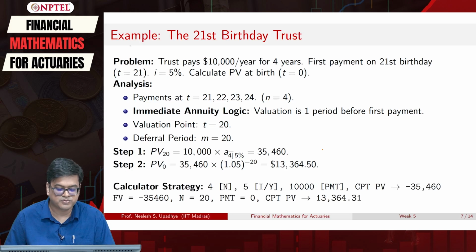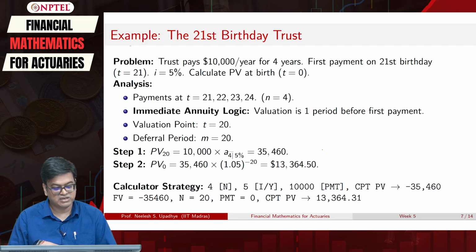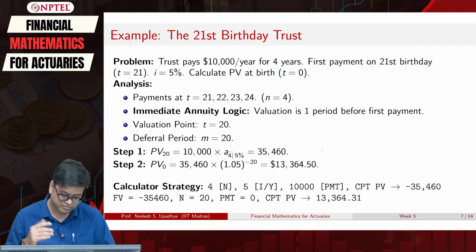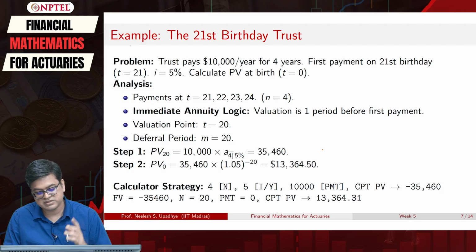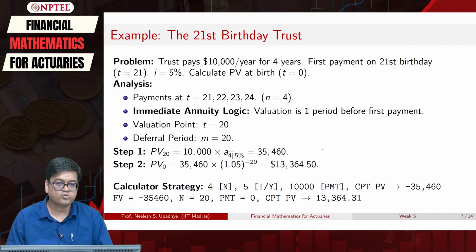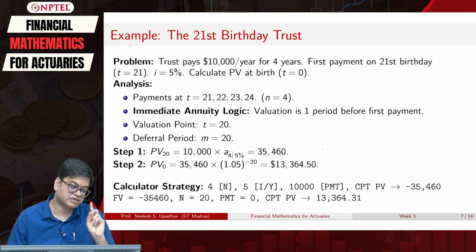Okay. If you want to use a calculator, you can easily use a calculator. Type n is equal to 4, I/Y is equal to 5, PMT is 10,000. You will get present value in the negative form, and that is minus 35,460. So the future value is minus 35,460, n is 20 and your PMT is 0, and then you compute the present value, you get this value. Slight difference, but it is okay. Okay. Now, the question is, we used annuity immediate logic.